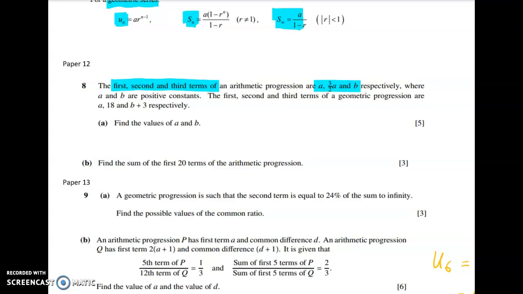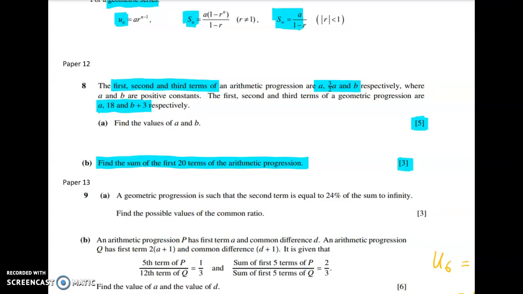And then we're told that we've got a geometric progression and the terms are related. So they're A, 18, and B plus 3. So the first thing, and it's for 5 marks, so you can guess that it's going to need a little bit of thinking, is to figure out what A and B are. And then if you've got those, there's a very easy 3 marks to find the sum of the first 20 terms of the arithmetic progression.